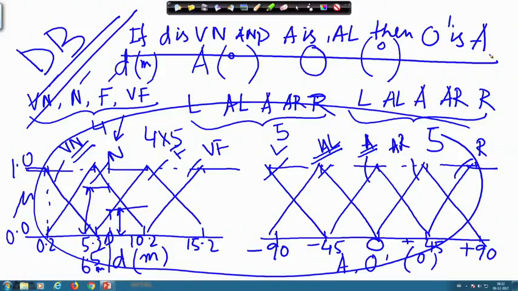Similarly, I can design 4 multiplied by 5, 20 rules in the rule base, and this is what I mean by the rule base of a fuzzy reasoning tool. So, I hope the idea behind this particular database and the rule base is clear. Now, I am in a position to proceed further to discuss the working principle of this.